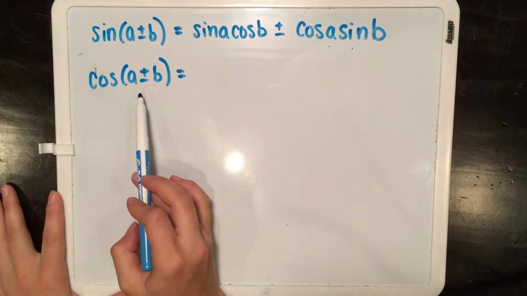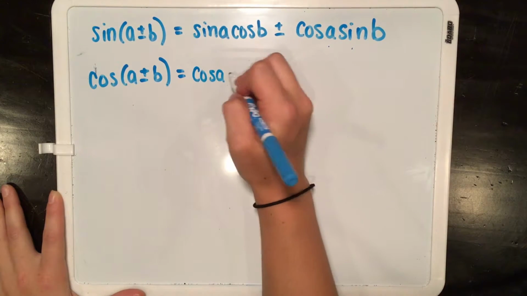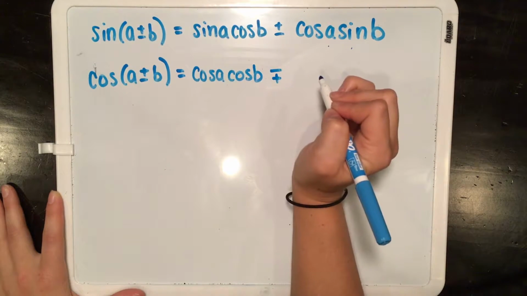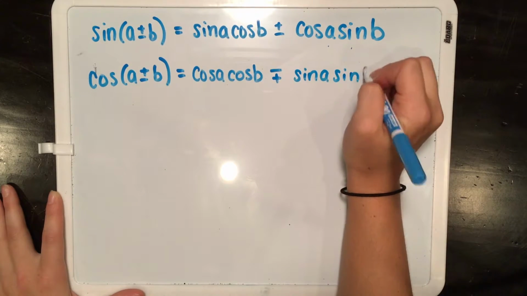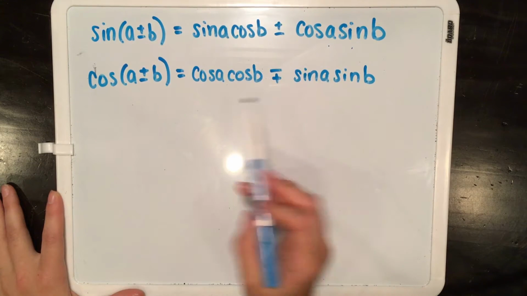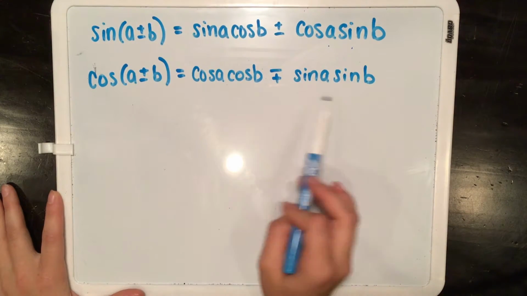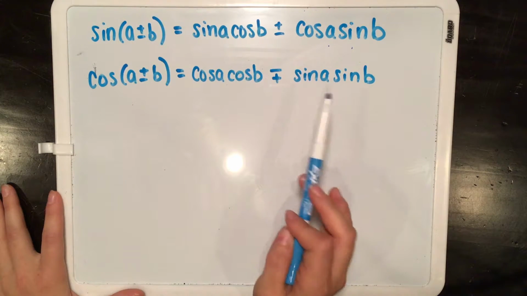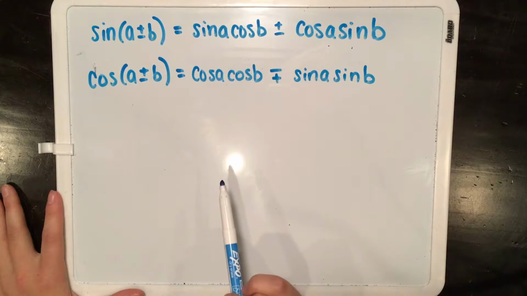Cosine of A plus or minus B is equal to cosine A cosine B minus plus sine A sine B. So notice the angles stay in the same spot again, A B, A B, but our pattern here is cosine A, cosine B, sine A, sine B. So for cosine, it's cosine, cosine, sine, sine.